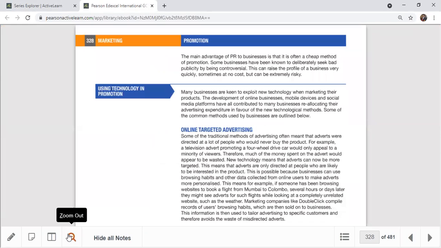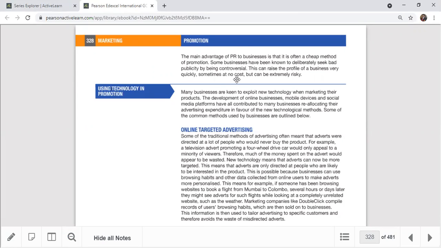So these are the main four methods of public relations. Keep in mind: press release, press conference, sponsorships, and donation. The main advantage of PR, public relations, to a business is that it is often a cheap method of promotion, and some businesses have deliberately sought bad publicity by being controversial.